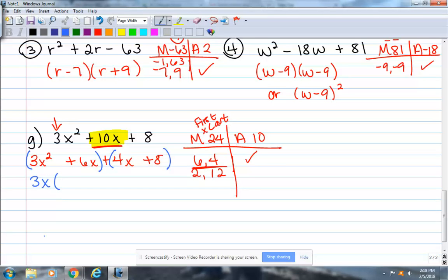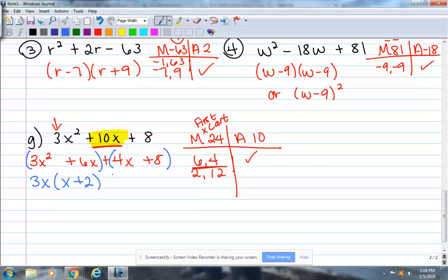Okay? And then we're going to do it just like we factored before. What multiplies times 3x to make 3x squared? x, or 1x, same thing. Plus, yeah. What times 3x makes 6x? 2.